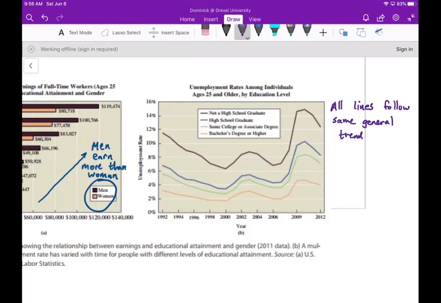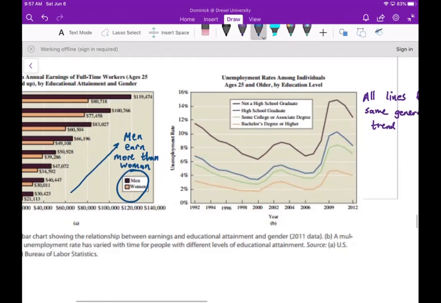But of course, based on the level of education that you have, the lower your education level is, the higher the unemployment seems to be, right? So that's another thing that we're able to see fairly quickly from this graph.